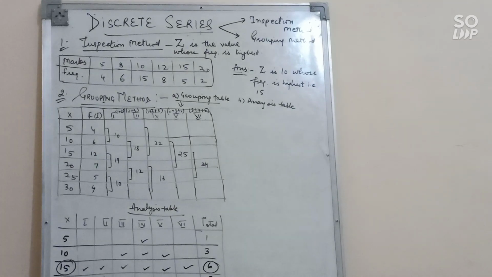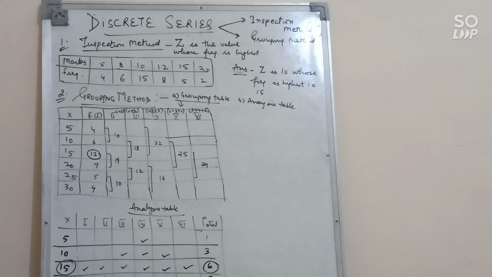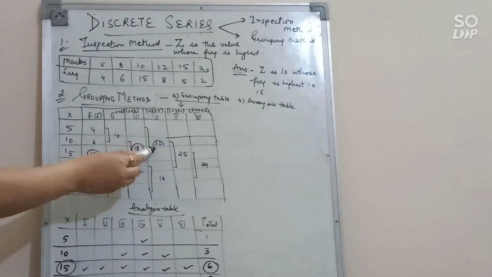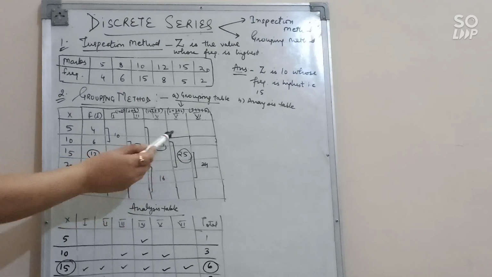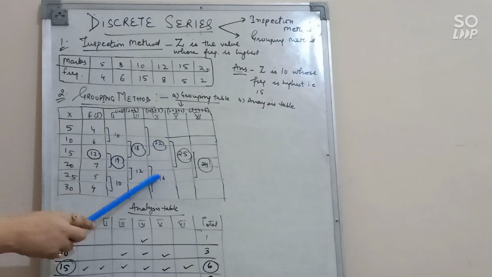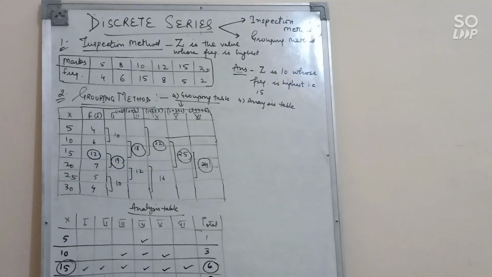Clear? After making these columns, second step is you will select the highest value from all these 6 columns. So let's see, in the first column the highest value is 12. You will circle the highest value. And in the second column 19, and in third column 18, and in fourth column 22, and in fifth column 25, and in sixth column 24. Clear? Maybe it may happen that in one column you have 2 same values, 22 and 22. Then you will encircle both the values. Clear?